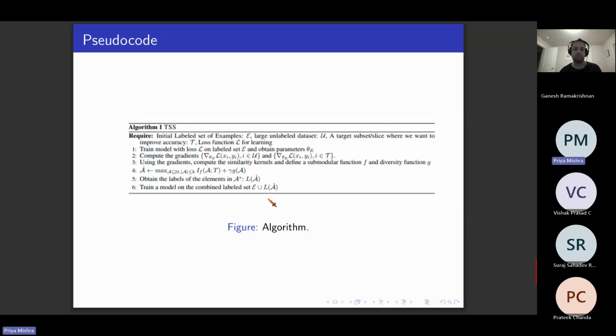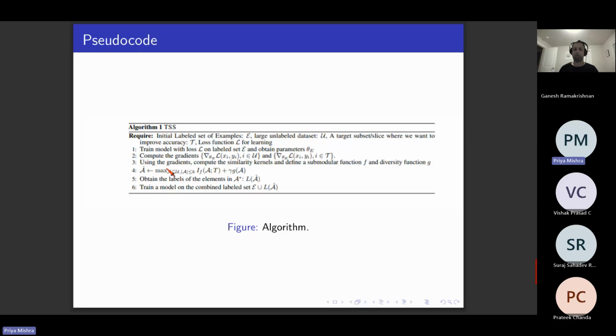And this is the model which was given in the paper, and if we see the fourth step here, we will try to maximize this function which is SMI of A and T, and we will also add a diversity function. So this G of A, as we see in the third step, using the gradients, compute the similarity kernels and define a submodular function and diversity function G.